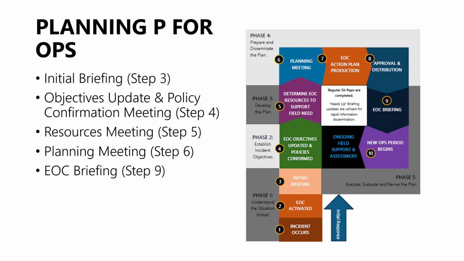In step 9, you'll see the EOC briefing meeting, also known as the operational briefing. The purpose of that is to brief the oncoming shift on the EOC action plan and the status of any on-scene operations. We want the oncoming shift to understand the EOC action plan and the situation that they need to execute.